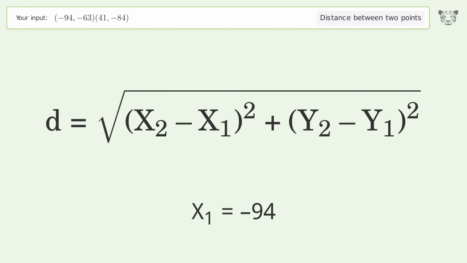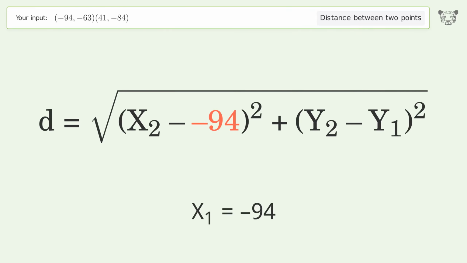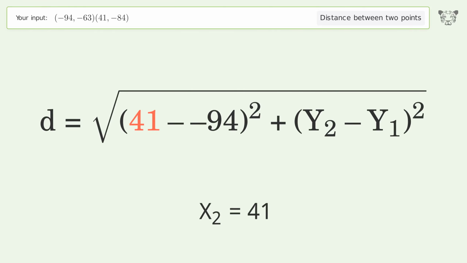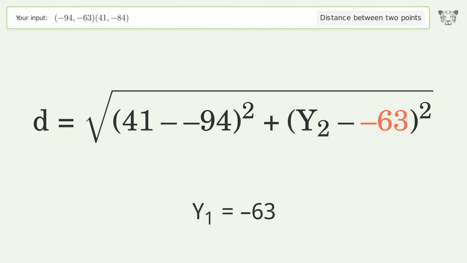x1 equals -94. x2 equals 41. y1 equals -63. y2 equals -84.